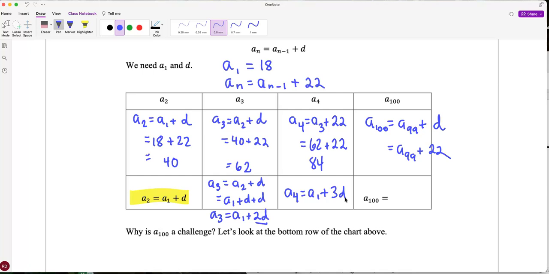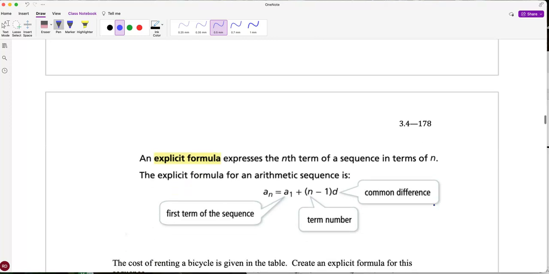Now, if you look at this, I can figure out what's going on here. To get the fourth number, I took the first element and I added the common difference 3 times. To get the third number, I took the first number and I added the common difference twice. So to get the 100th number, I'm going to take the first number and I'm going to add that common difference 99 times, okay? That's the more helpful way of figuring out that element.